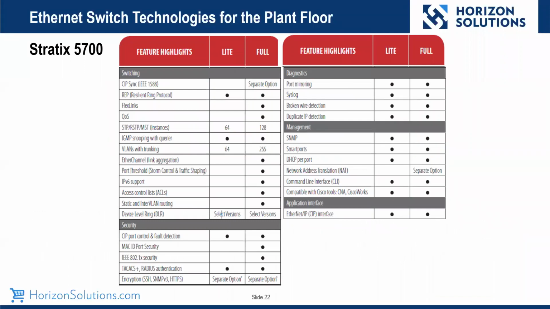So some of the features of the Stratix 5700 come in a lite firmware and a full firmware, so there's a price difference between the two. Depending on what protocols you need or what you need available will determine what firmware you need. The IEEE 1588 is a separate option only in full, so that is probably one of the times you definitely need full. But as you can see, we could help you spec out the availability and the difference when you go to design a system. They both support DLR as well.